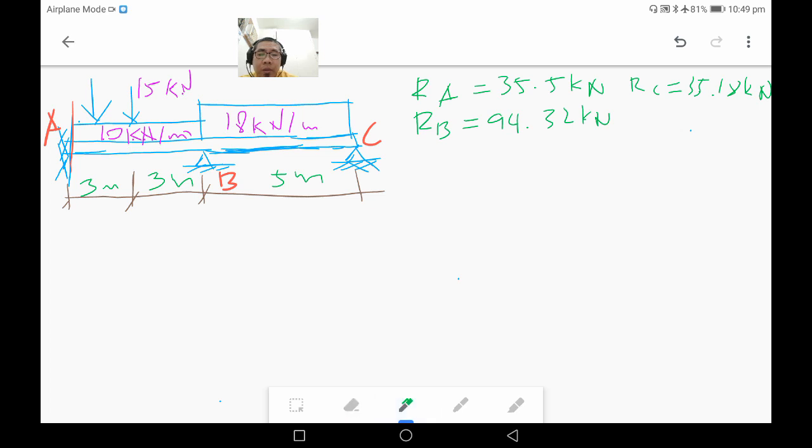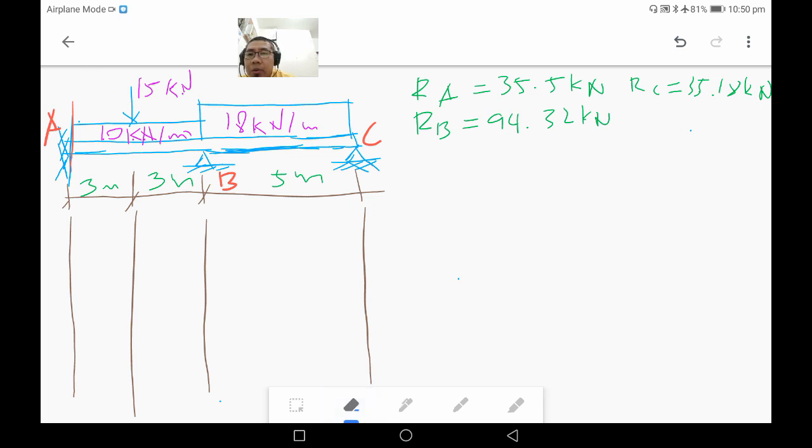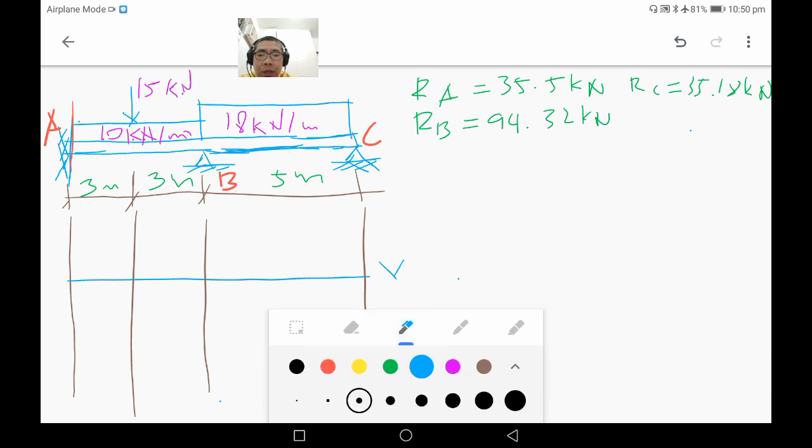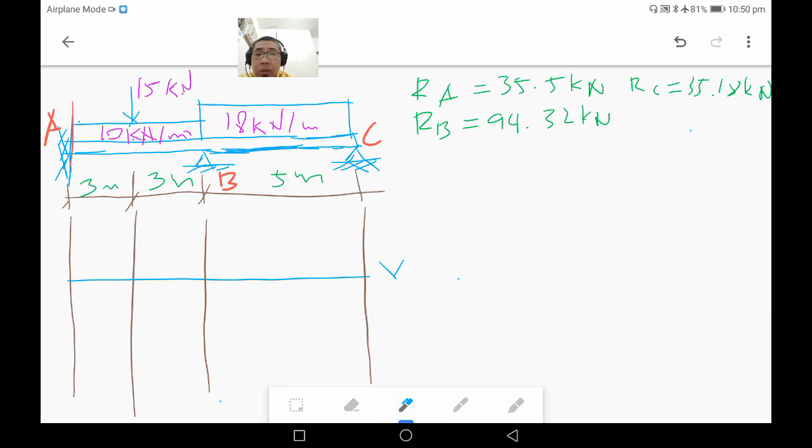Okay, ito siya. Let us draw the shear and moment diagram. Ito. Then, for example, this is our shear diagram. Okay? So, sabi kanina, RA is 35.5. So, akyat siya ng 35.5. And then, 35.5 minus 30, kasi 10 times 3, di ba? That is 5.5. Straight.